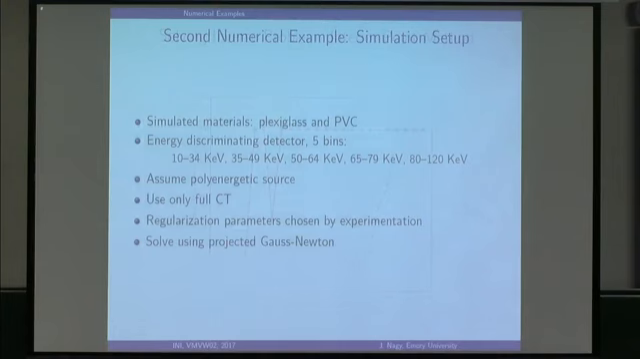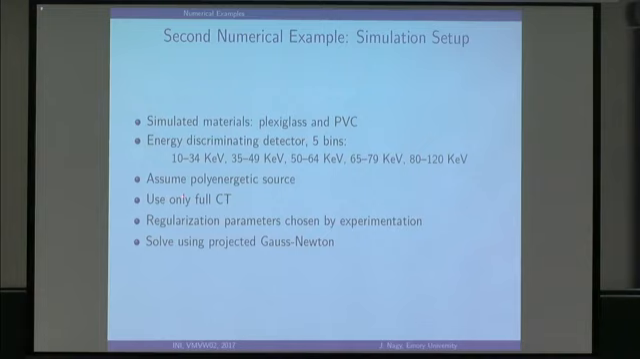So let me come to the second example, where I'm going to set up a different kind of example. So this is going to be two different materials again, but it's going to be plexiglass and PVC. And we're going to do now an energy discriminating detector, simulate that. This is again to try to simulate what they're getting at DTU in Denmark. So we have these different bins, 5 different bins for our energy discriminating detector.